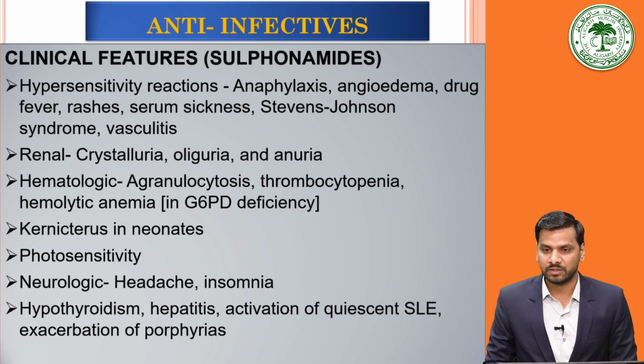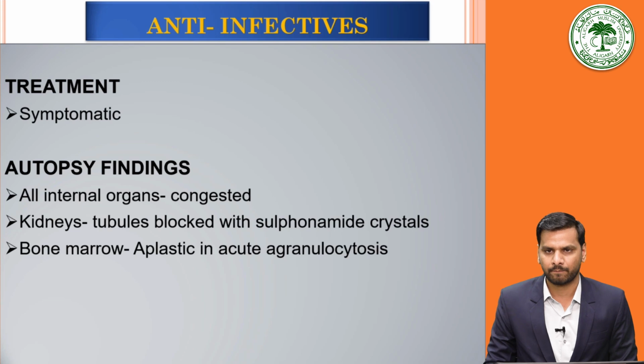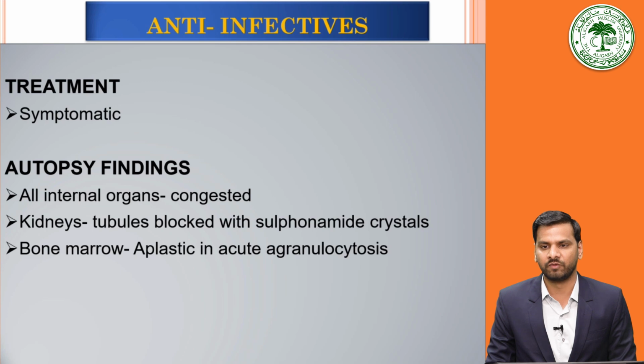In hematologic symptoms, there is agranulocytosis, thrombocytopenia, hemolytic anemia. Then there is kernicterus in neonates, photosensitivity, neurologic, that is headache and insomnia. And along with it, we also have hypothyroidism, hepatitis, activation of quiescent SLE, and exacerbation of porphyrias. Treatment is symptomatic, and if we talk about the autopsy findings, then all internal organs will be congested. Kidneys have tubules blocked with sulphonamide crystals, and in bone marrow, we have aplasia in acute agranulocytosis.